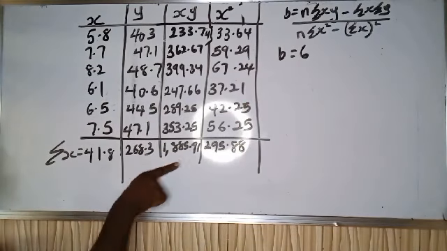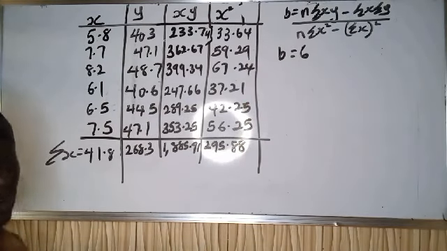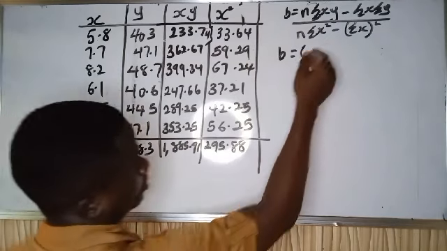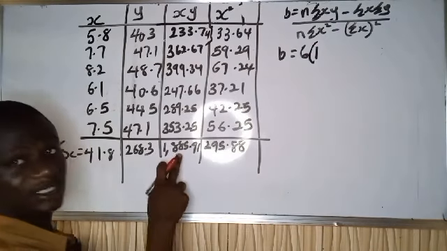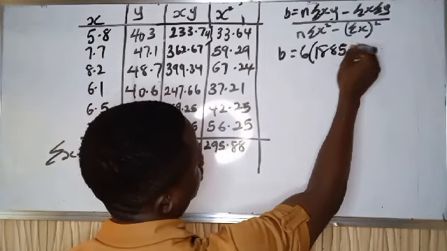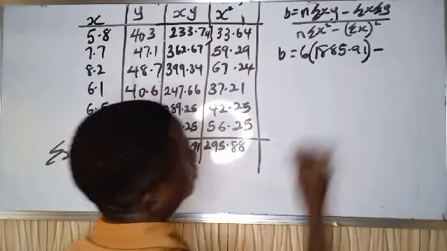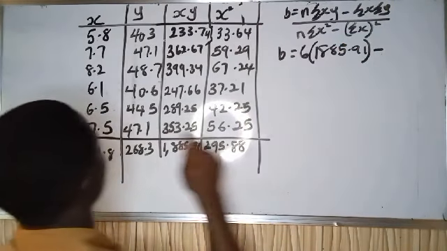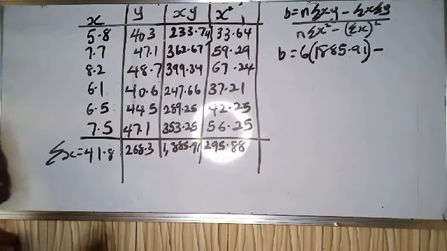Summation of xy is 1885.91, so multiplied by 1885.91, minus summation x. What is my summation x? 41.8.